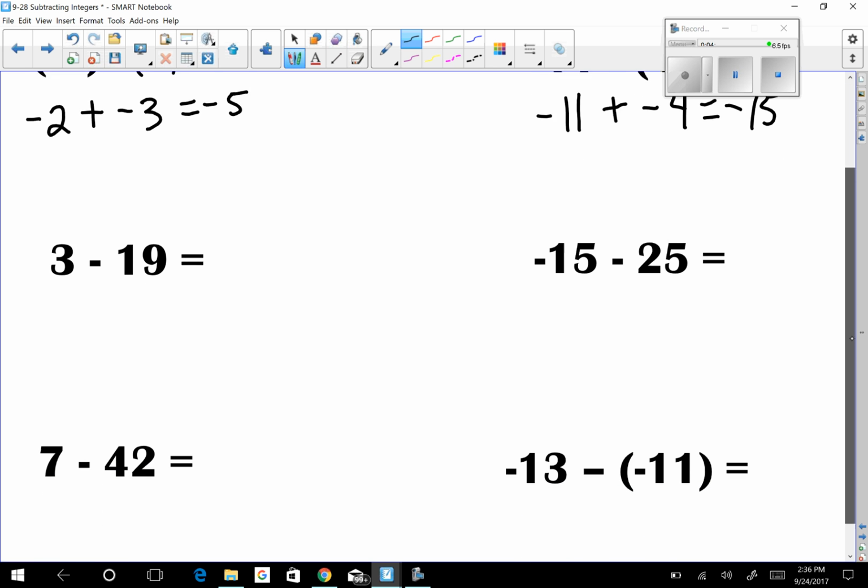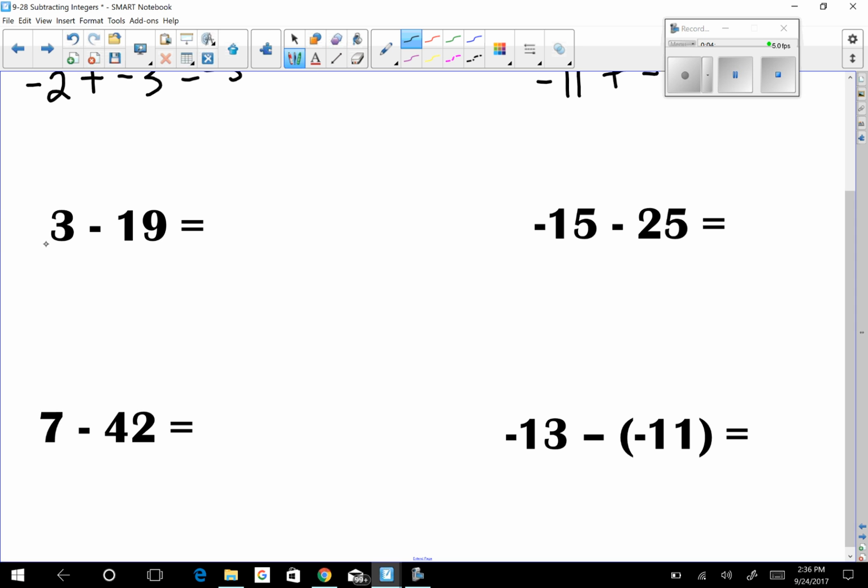A couple more examples. +3 minus +19. Keep, change, change. Again, if you want to, you can put the parentheses to help you remember that's a +19. So +3 stays the same. Change that subtraction to be addition. And then we have to change the sign on this one, so it's going to become -19.